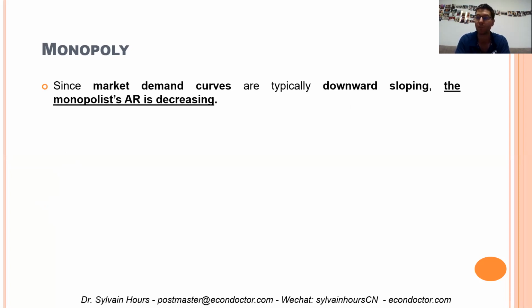This is a typical shape of a market demand curve, which means that the monopolist's average revenue, remember that the demand curve shows the average revenue of a business, the average revenue of a monopolist is decreasing, which means that the more output I want to sell, the lower the price that I have to charge. Okay, or to put it differently, the only way I can increase my output is by cutting the price. And you see that this is very different from what we had when we studied perfect competition.